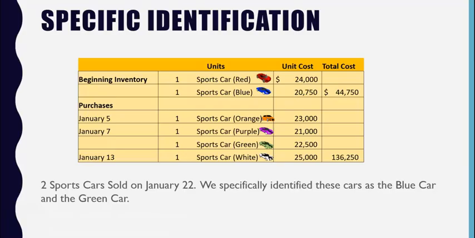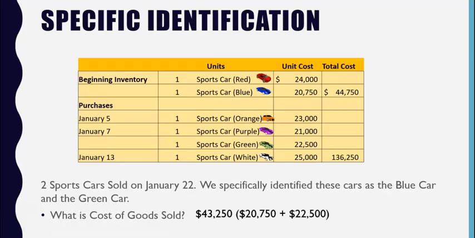Two sports cars are then sold on January 22nd. We know exactly which sports cars these are. They are the blue car and the green car. We can specifically identify them, the blue car and the green car. What is cost of goods sold? Well, we take the cost of the green car, $22,500, and the cost of the blue car, $20,750. So we know that cost of goods sold is $43,250.